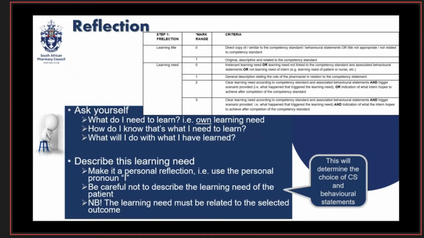So make sure that your learning need is personal. I need to learn this. I need to be able to do this. So be careful not to describe the learning need, for example, of the patient. So if we go back to 2.6, say a patient comes in with asthma, wanting pharmacist-initiated therapy, your learning need is not educating the patient what is safe to use with his asthma. Your learning need will be to provide effective pharmacist-initiated therapy to a patient with asthma. But we will talk about that again. Again, your learning need must be related to the outcome that you've selected. So if you selected pharmacist-initiated therapy, your reflection should align with learning and being able to provide pharmacist-initiated therapy.